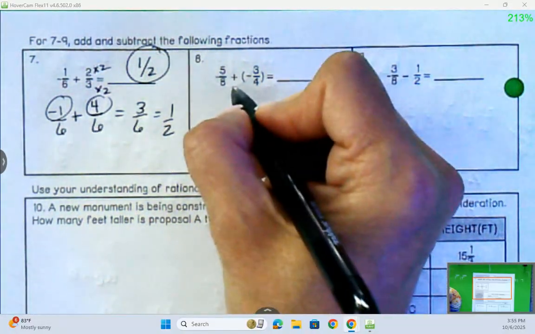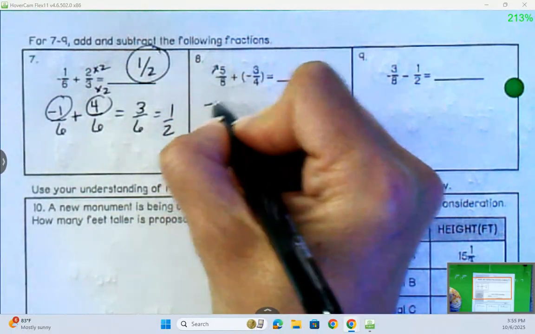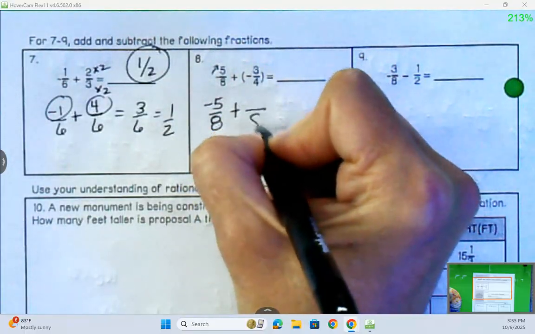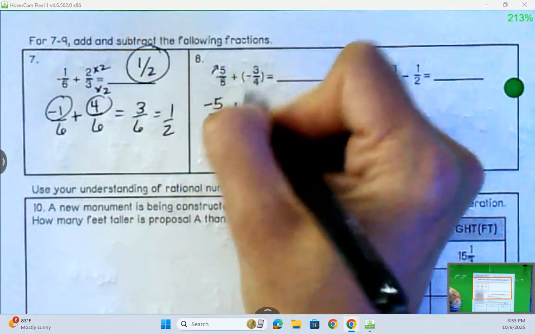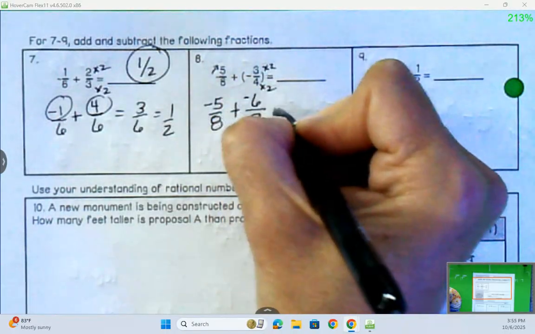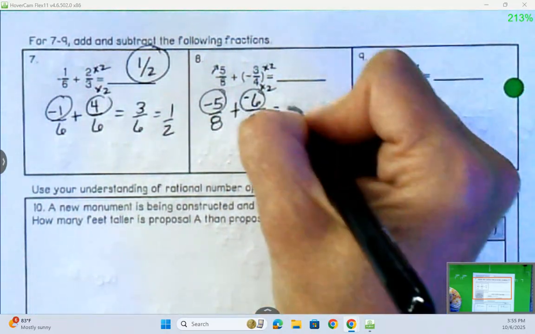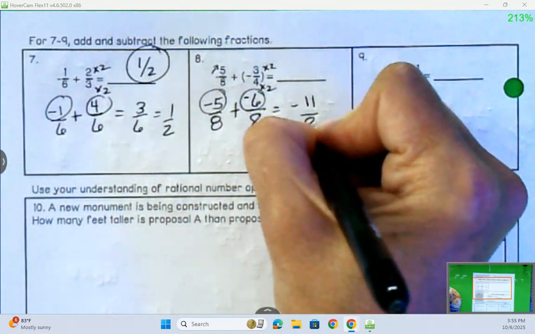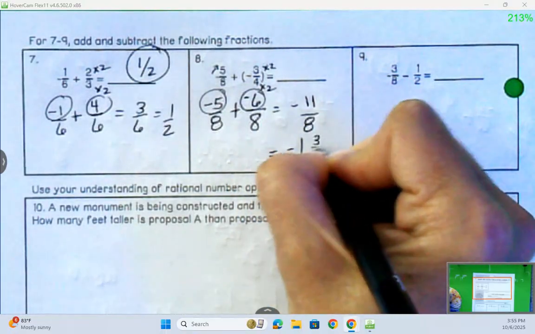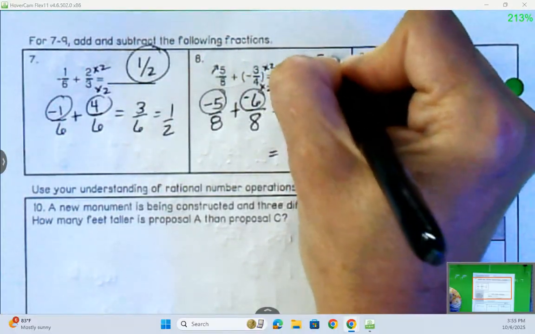Okay, for number 8, we have an addition problem. We're going to just move this negative to the numerator. So we have negative 5/8 plus, and now we need eighths. We know we're going to have that negative sign in the numerator. 4 times 2, so 3 times 2 is 6. So we have negative 5/8 plus negative 6/8 for a total of negative 11/8. 8 goes into 11 one whole time with 3 remainder. So our final answer is negative 1 3/8.